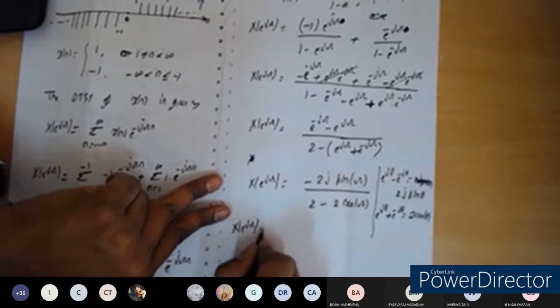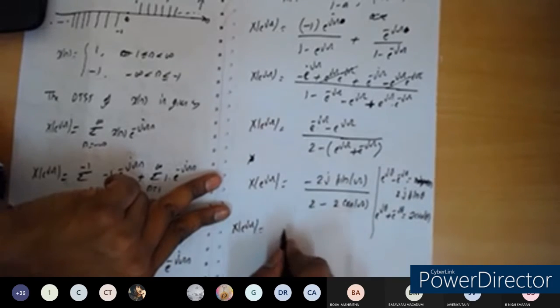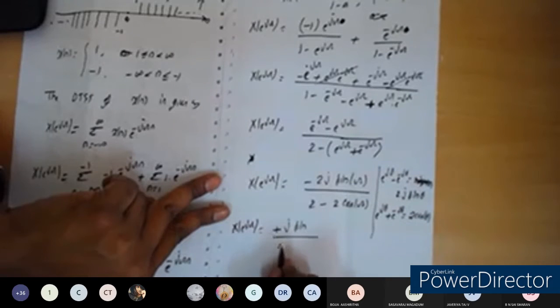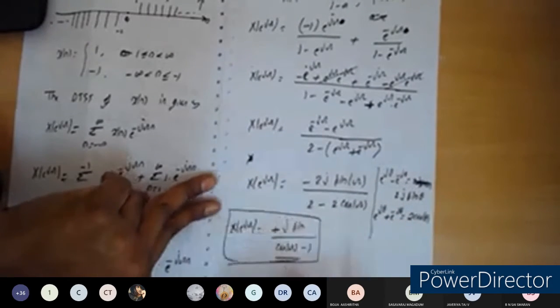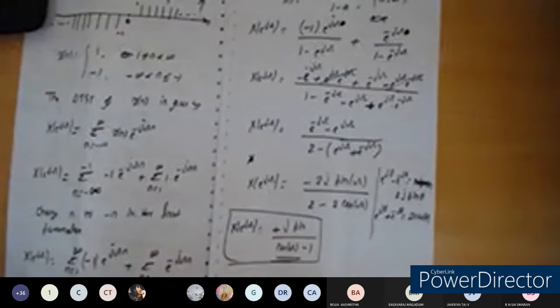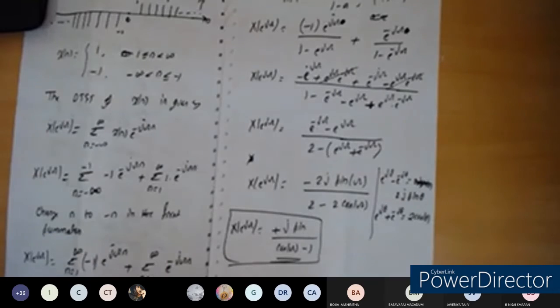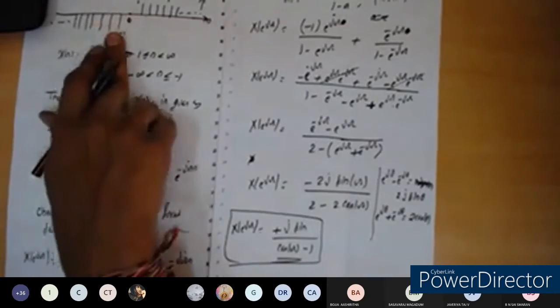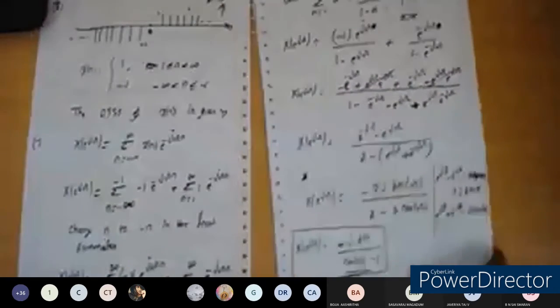So X of e to the power of j omega will become, the 2 will get cancelled. The remaining quantity is minus j into, or you can multiply the minus to the denominator, so this will become plus. If you multiply the minus, we will get cos omega minus 1 here. Cos omega minus 1. And this is the Fourier transform, that is the DTFT of the sequence x of n, which is given in terms of the waveform.